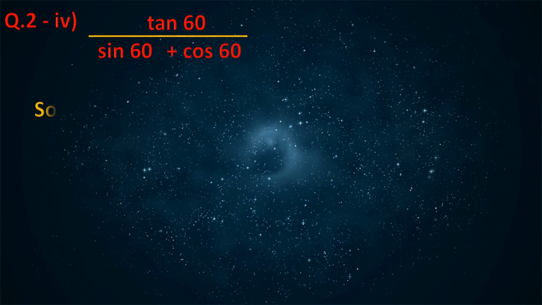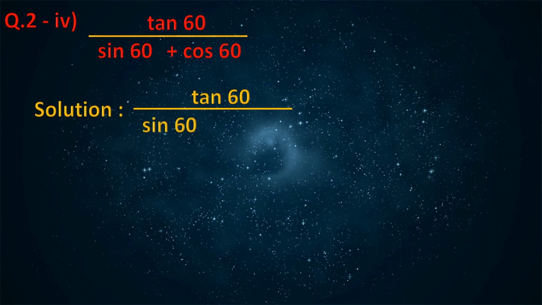Question number 2, fourth question. Tan 60 upon sin 60 plus cos 60. So the solution here is: the value of tan 60 is root 3. So in place of tan 60 we will write root 3. In place of sin 60 we will write root 3 upon 2 plus cos 60 is 1 upon 2.